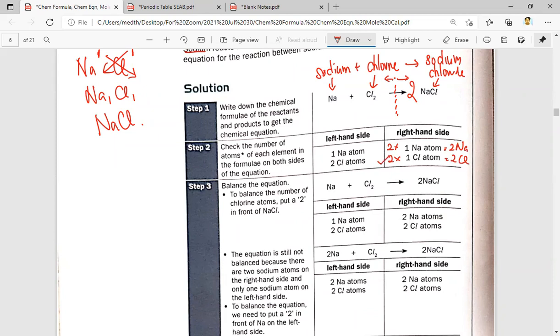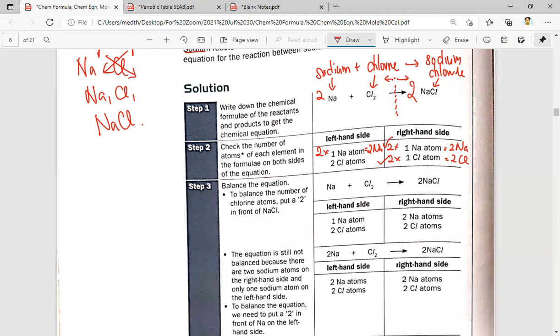So chlorine is good, balanced. But now I look at sodium, and I have 1 sodium on the left hand side and 2 sodium on the right hand side. So what should I do here? I need to make sure I have 2 times here. How to do 2 times here? I'll put a big 2 in front, so 2 times the sodium atom. Now I get 2 Na. Left hand side 2, right hand side 2.